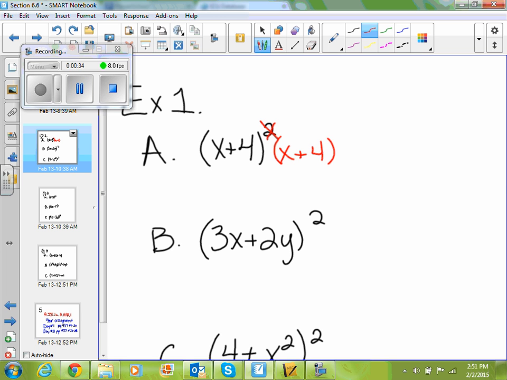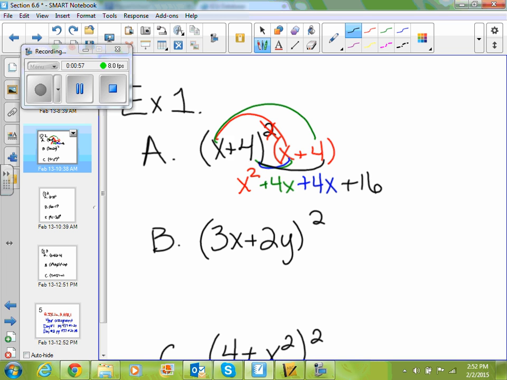Okay, so then we have to FOIL. So first times first. So x times x is x to the second. x times 4 is 4x. 4 times x is 4x. And 4 times 4 is 16. Very good. What do I do with these middle two terms? We combine them, okay? So the x squared stays the same. 4x plus 4x is 8x, and then the 16 stays the same.